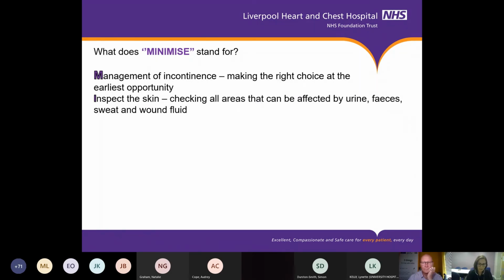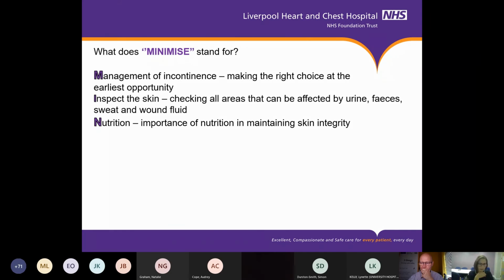So close skin inspection of any areas that can be affected by these fluids. Nutrition and hydration, always important. We know this because when you're deficient in something, it actually presents itself as a skin problem. So we know that, health and well-being in the skin. So it's important for skin to be as strong and as healthy as it can.